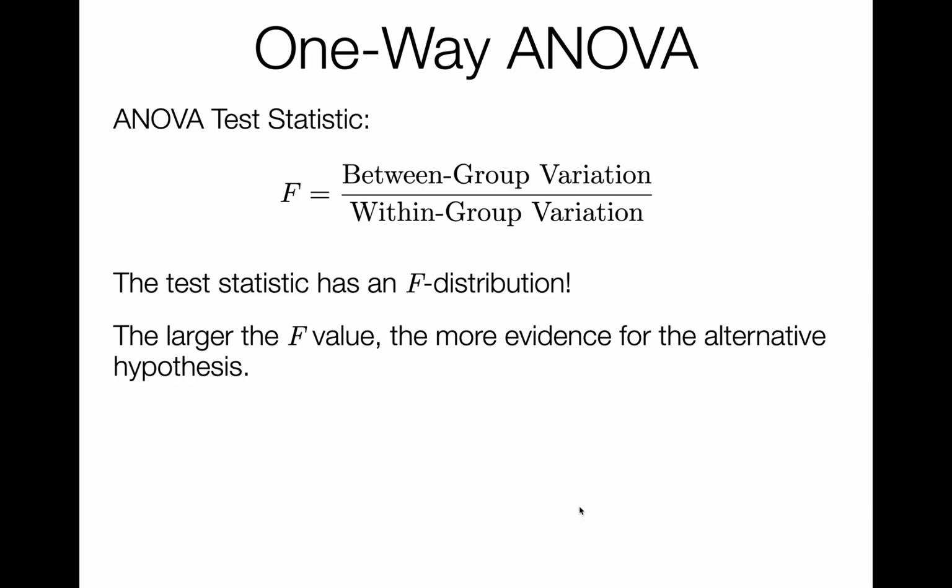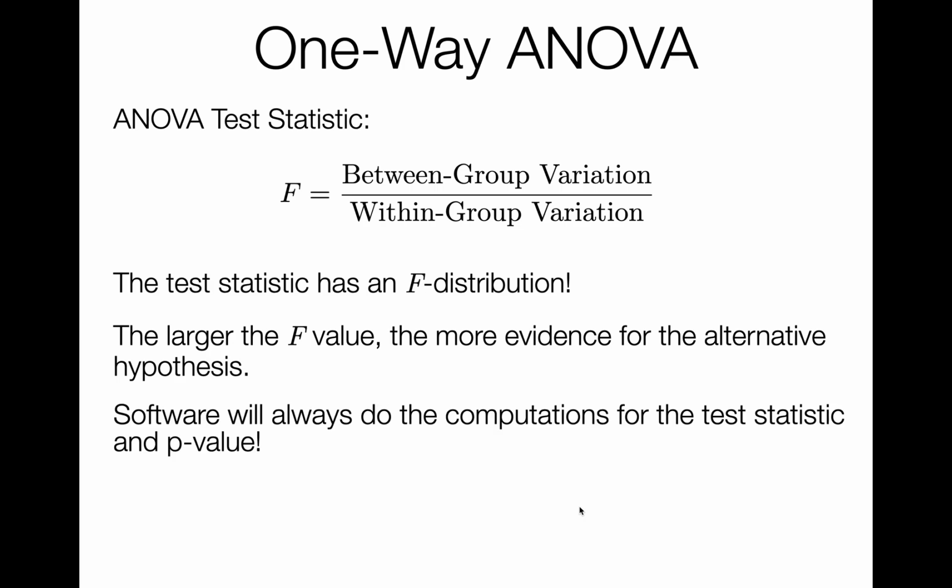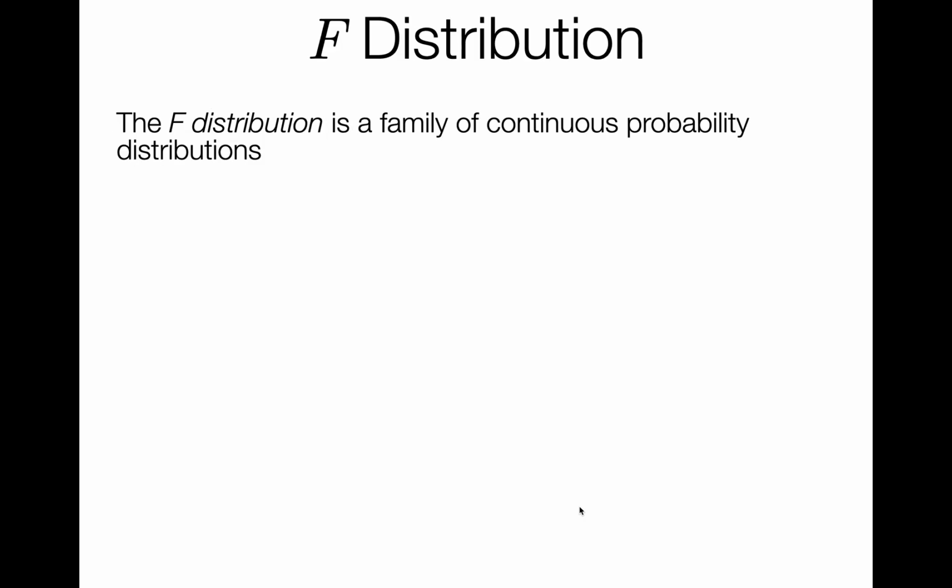The F distribution is going to be a lot like the chi-squared distribution. The larger the F value, the more evidence for the alternative hypothesis. So we'll always use software for the computation of the test statistic and the p-value. Right? So here is again a short slide on what an F distribution is and what it looks like.